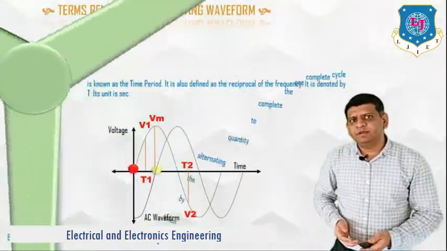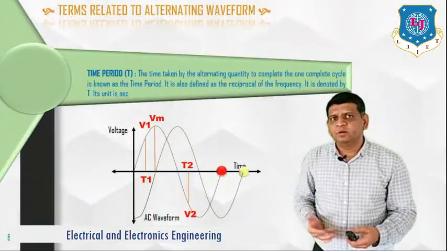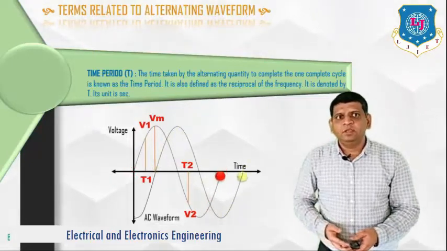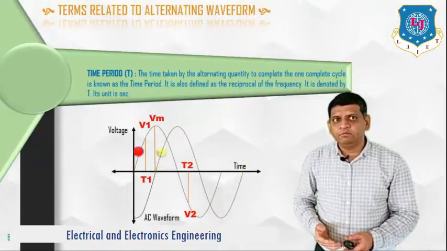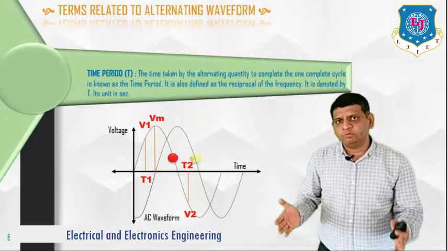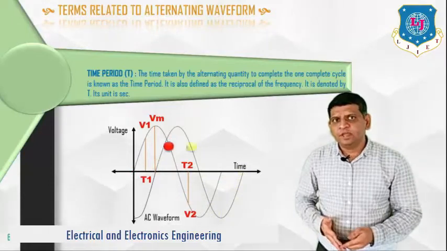The next term we define is the time period T. It is the time taken by the alternating quantity to complete one cycle. So the time required to finish one complete cycle we define as the time period, right?